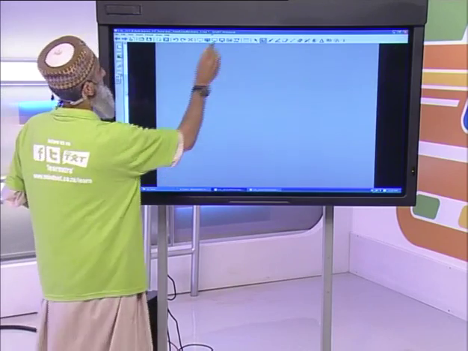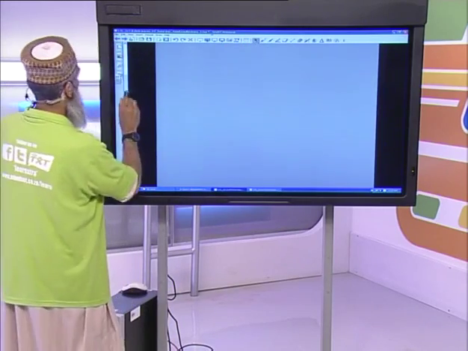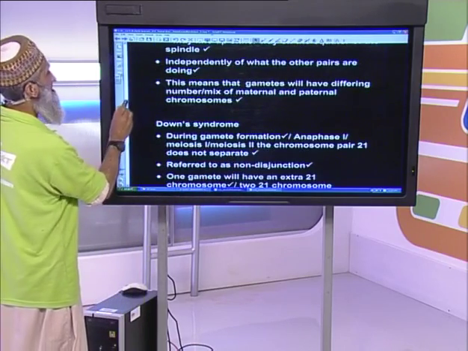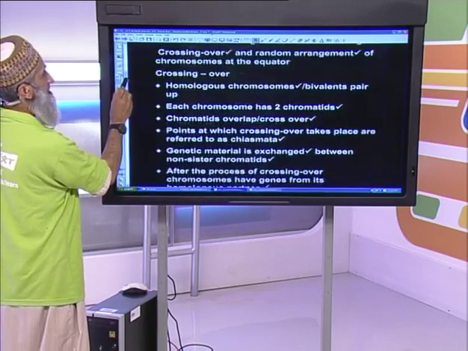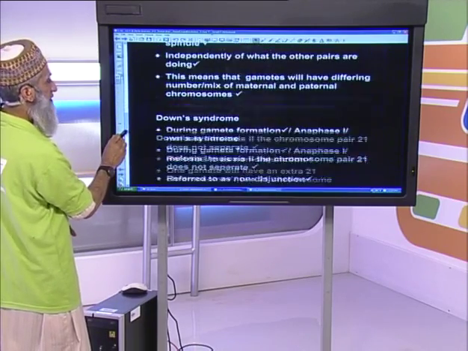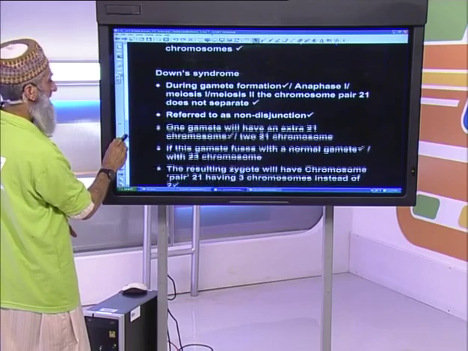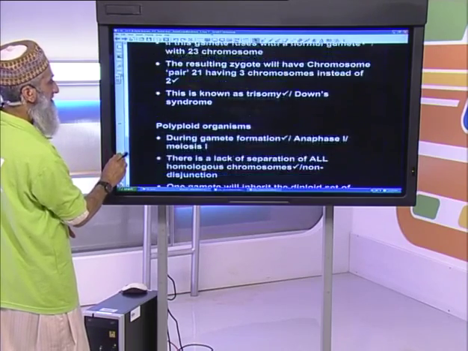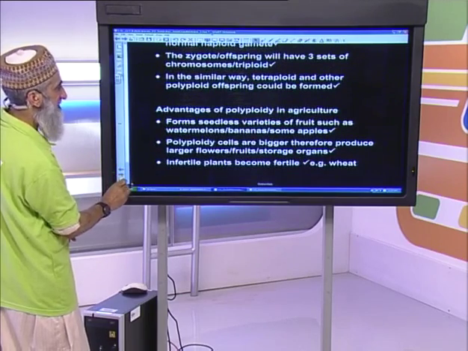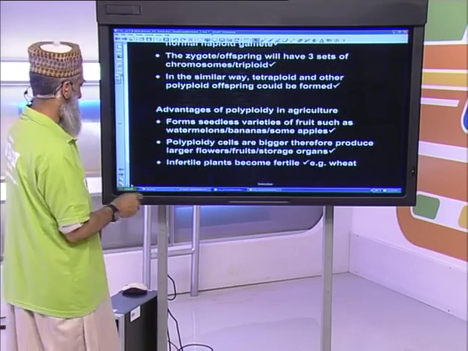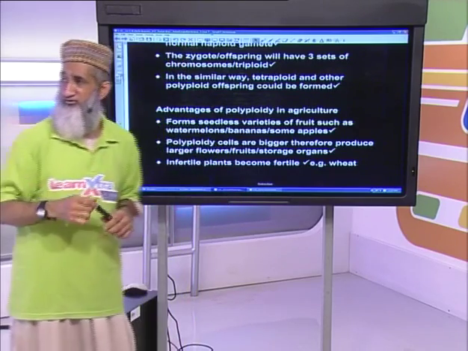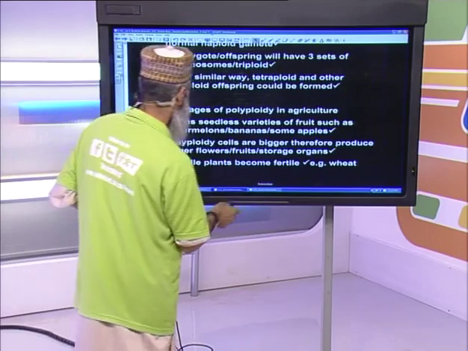So, our answer then, we would describe first of all crossing over and random assortment, and then we will talk about Down syndrome, how it's formed, polyploidy and how it's formed, and finally we'll give the advantages of polyploidy in agriculture. I think I want to pause here to go to those curio, no? Yes. Let's go to the curio.